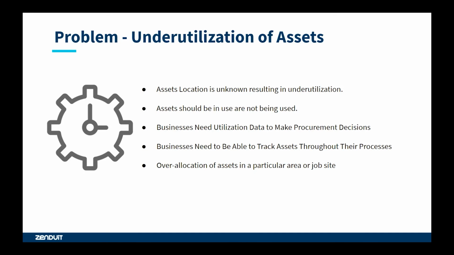Another one, lastly, would be an over allocation of assets. So if we're assigning assets to too many things at once, we can see that the asset's actually being used 100% of the time, and that could justify purchasing another asset. Next.